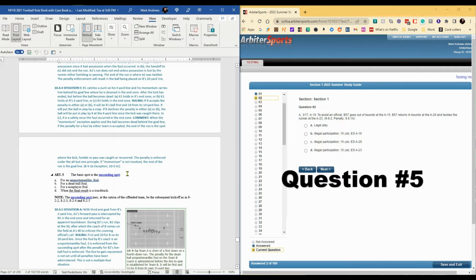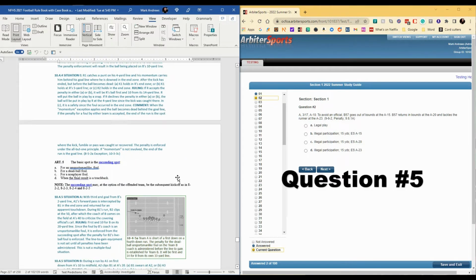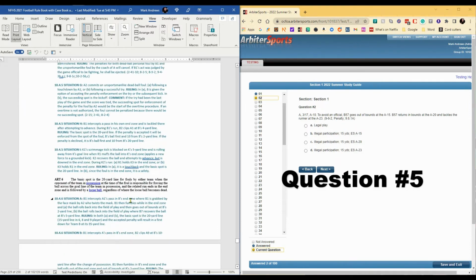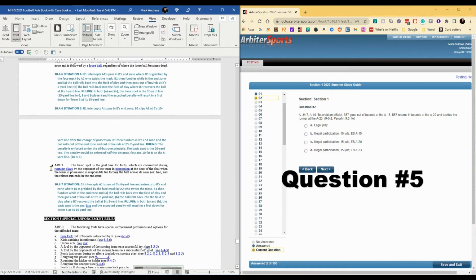The other ones are succeeding spots, which are for unsportsmanlike fouls. We also have the 20-yard line for fouls by either team when the opponent... it's basically fouls that occur when the ball is forced across the goal line. Okay, so it's going to be on the 20, and then the basic spot is the goal line for fouls which are committed during running plays by the opponent of the team in possession at the time of the foul, when the team in possession is responsible for forcing the ball across its own goal line, and the related run ends in the end zone. So don't worry about that one.